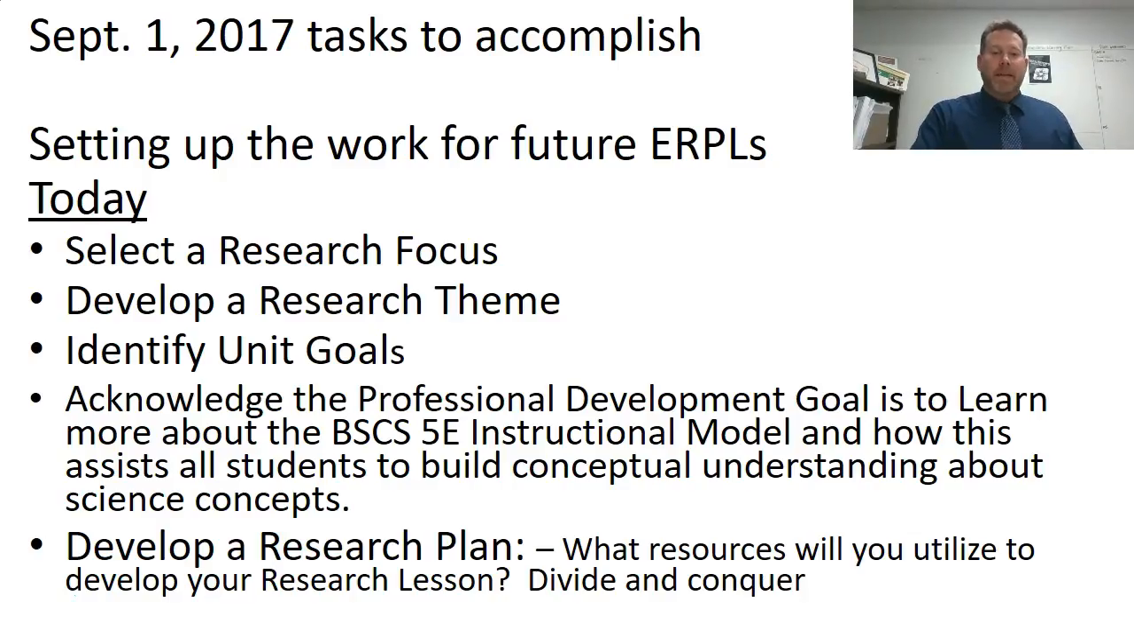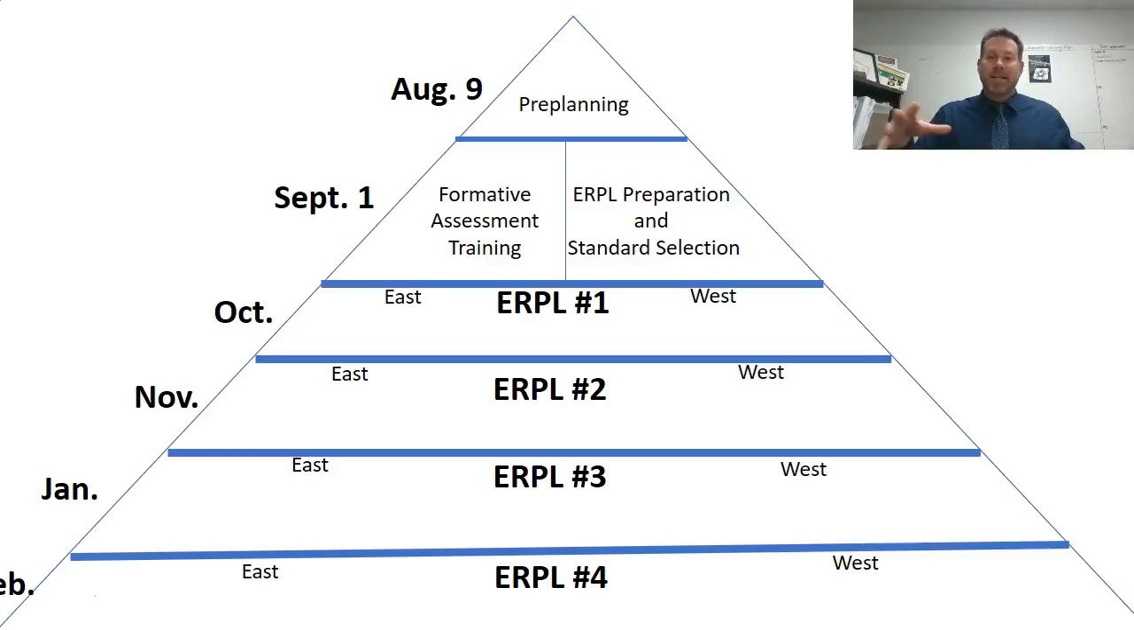So here's one. Here's what we're going to be doing today. And if you don't understand everything, don't worry, I'm going to walk us through it. We're going to select a research focus. We're going to develop a research theme. We're going to identify unit goals. We want to make sure we acknowledge that the professional development goal is to learn more about the BSCS 5E instructional model. And ultimately, we're going to develop a research plan for something called a research lesson. So what's the research lesson? Ultimately, we're going to be writing a lesson together in our small groups. But remember, they're not in their small groups yet. They're in the big group. We haven't facilitated anything yet to get them in a small group.